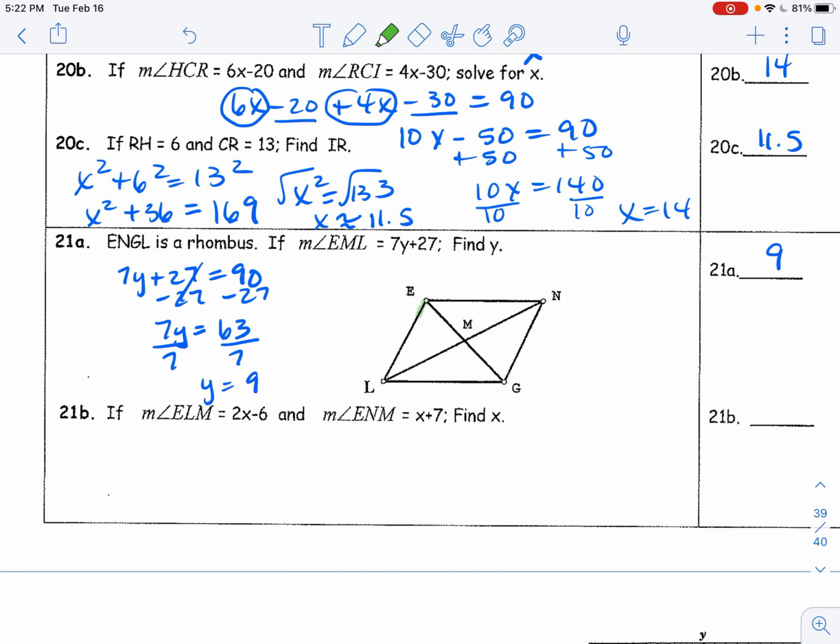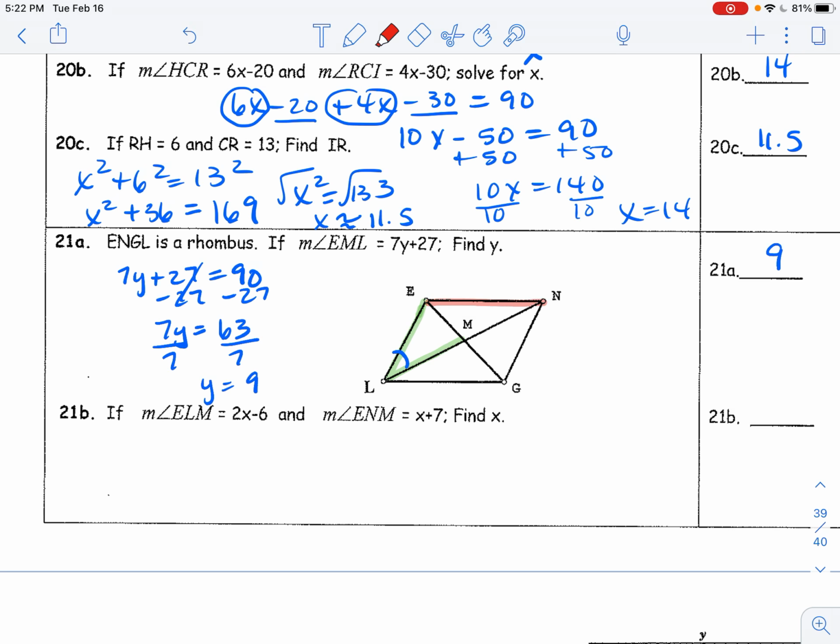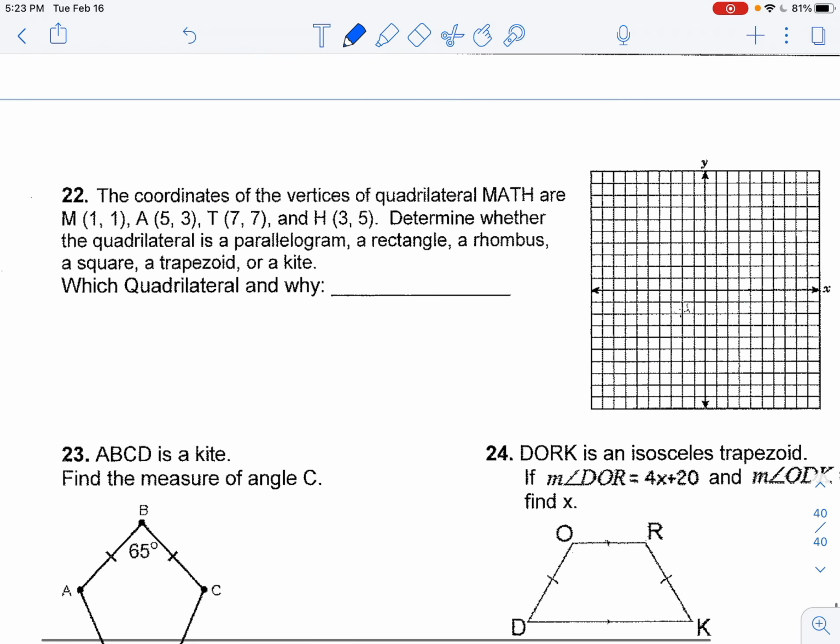If the measure of ELM, let's take a look at that one. E to L to M, this angle down here is 2x minus 6, and ENM, this angle here, is x plus 7. Find the measure of x. Okay, these angles are congruent, so I can set each of these expressions equal to each other and we'll solve. I'm going to subtract x on both sides and add 6. 2x minus 1x is just x, and 6 and 7 add to 13.